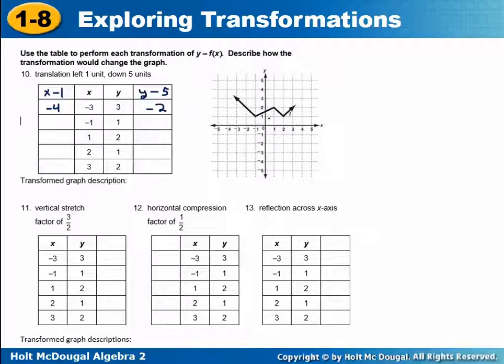Now, instead of having to graph this, you are supposed to describe the graph. If you want to graph it, you could graph these in Sketchpad or on your own coordinate grid paper. But you could also just do it on scratch paper and then see what it's going to look like. So we already know that a translation left 1 unit and down 5 units means the whole graph is going to move 1 unit left and 5 units down.